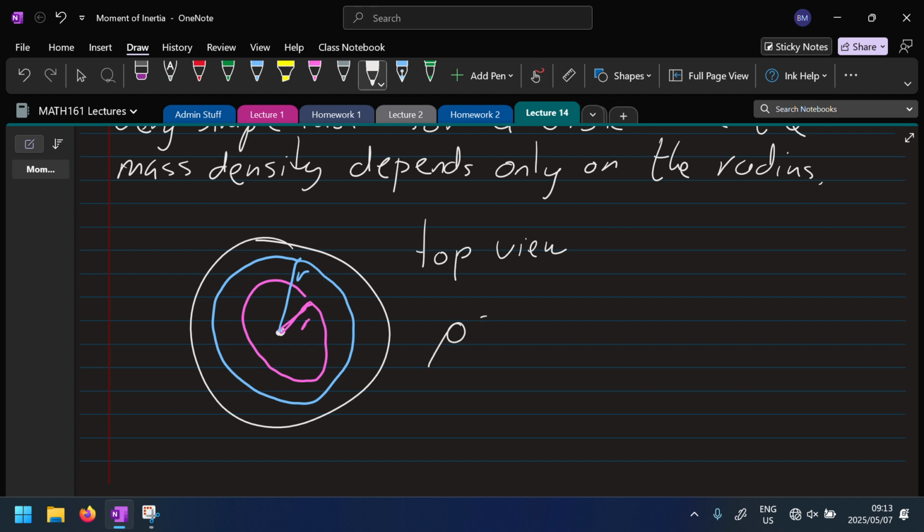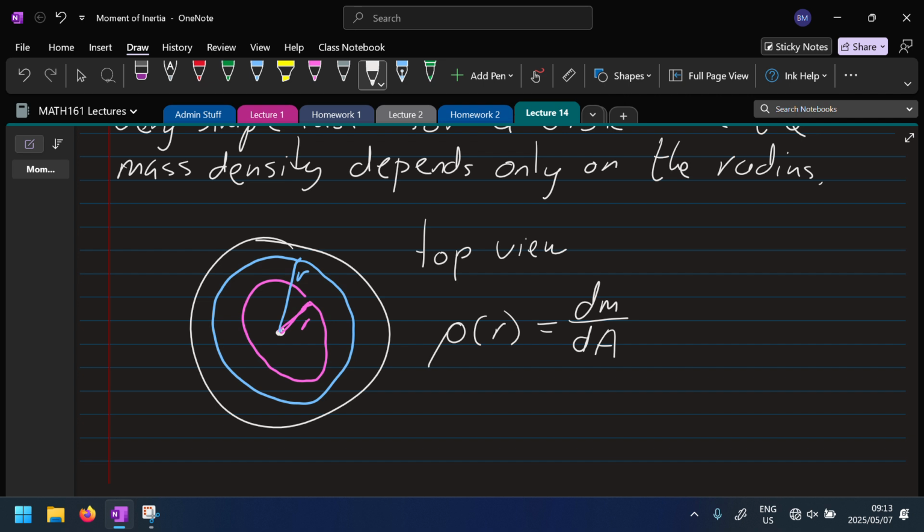So we can write rho of r. So not r vector, where it depends on the position, but just r, where it depends on the distance from the center. And again, this will be dm by dA.